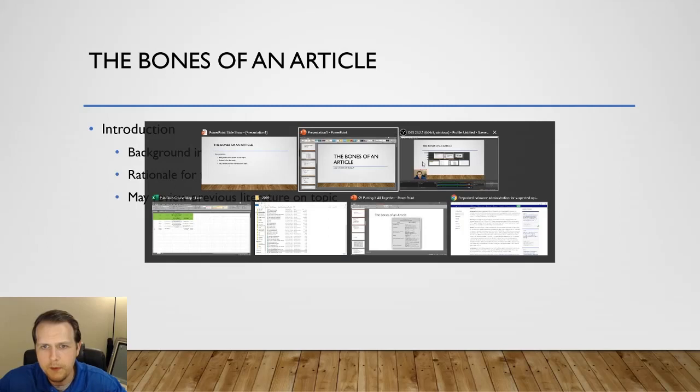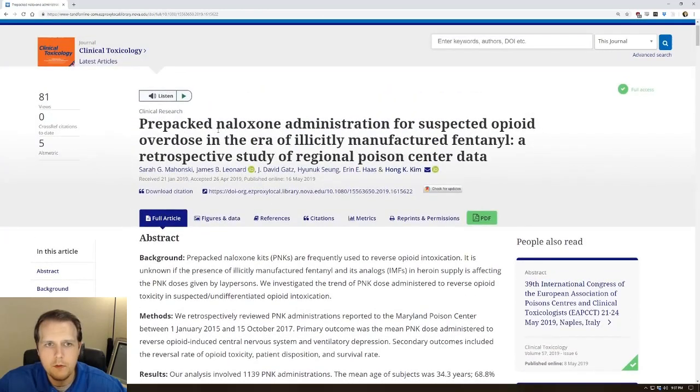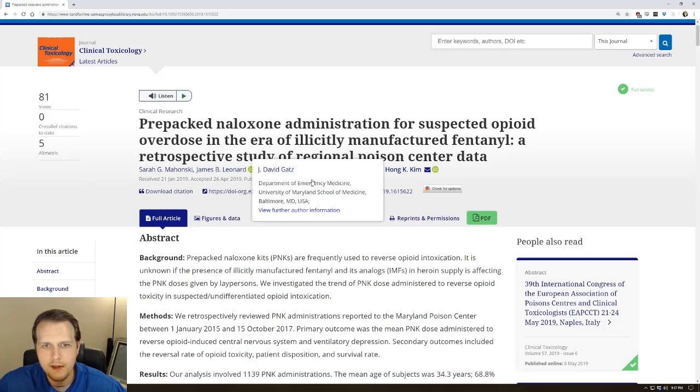Now, I have one pulled up here. Let's go ahead and take a look at this article. Here's an article talking about pre-packed naloxone administration for suspected opioid overdose. Just off the bat, and again, I focus on tox stuff because that's what I'm most interested in. If you're not interested in this, sorry, but this is just what I know. Anyway, it's a pretty recent article. You can see here May 16th, 2019, so very, very recent.